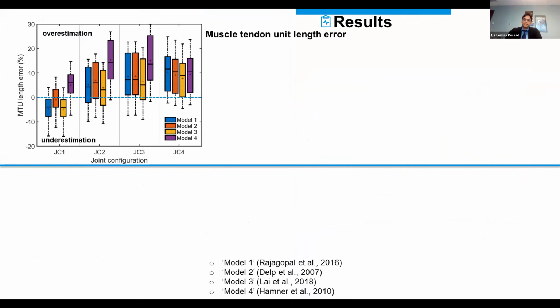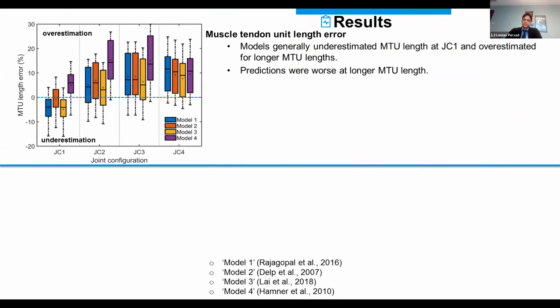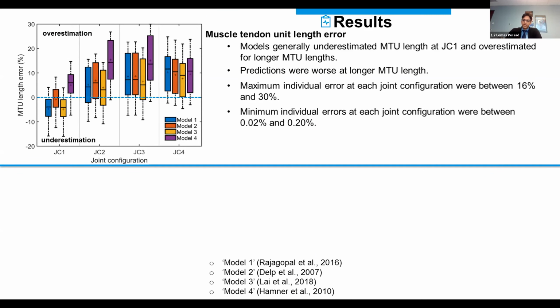Now looking at that comparison between experimental data versus model data for MTU lengths. Firstly, it was observed that models generally underestimated MTU length, especially at that 1st joint configuration, after which they then began to overestimate, where predictions got worse the longer the MTU length. A maximum individual error was recorded as 30%, and the absolute mean error across all models was between 5 and 11%.